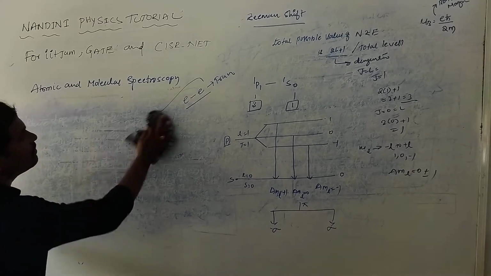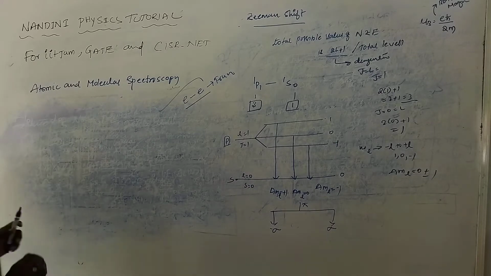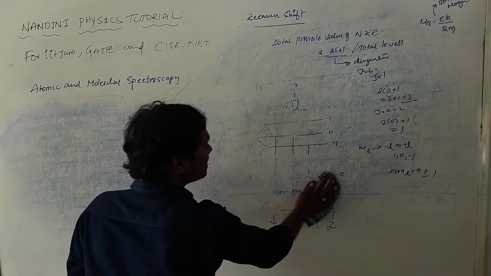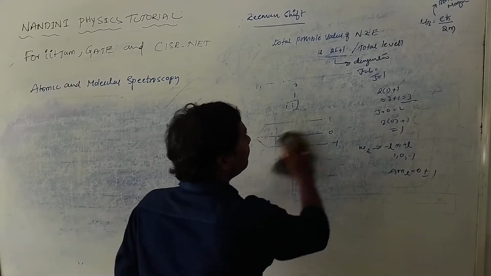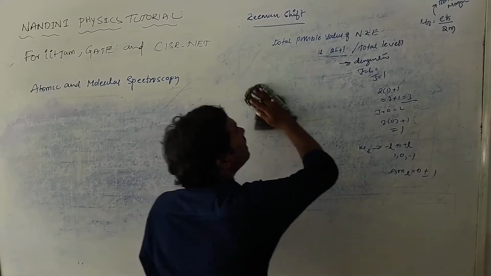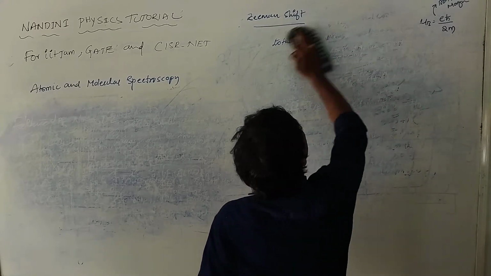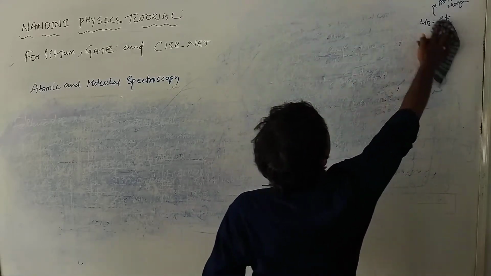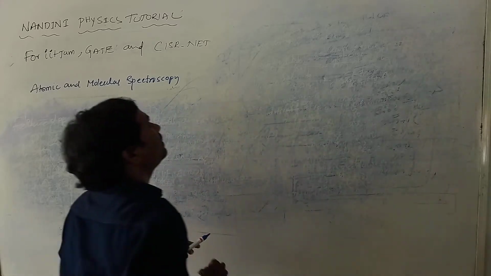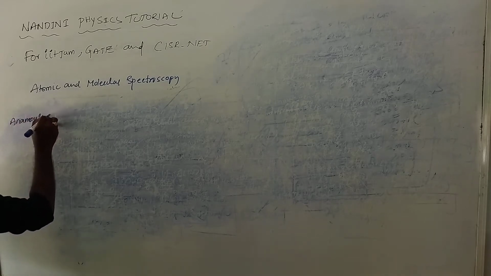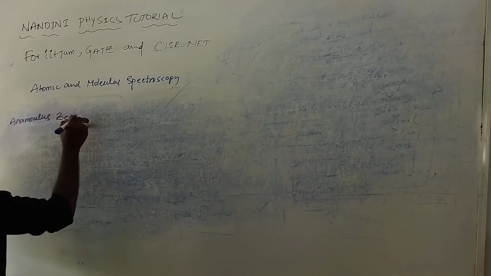So, anomalous Zeeman effect means the spin is never 0, the spin is not equal to 0, there is a spin state also there. So, in presence of spin state, similar to the normal Zeeman effect, I will explain the anomalous Zeeman effect also. So, you will also get some value. So, next, anomalous Zeeman effect.